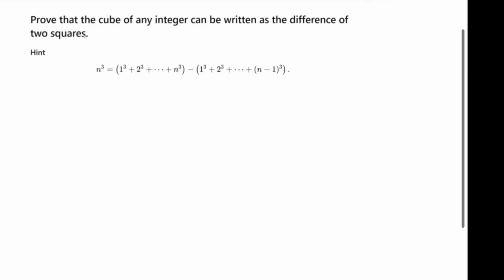All right, so we're going to prove that the cube of any integer can be written as the difference of two squares. And this is the hint Burton gives us. And this is easily verifiable. I think it's worth doing.